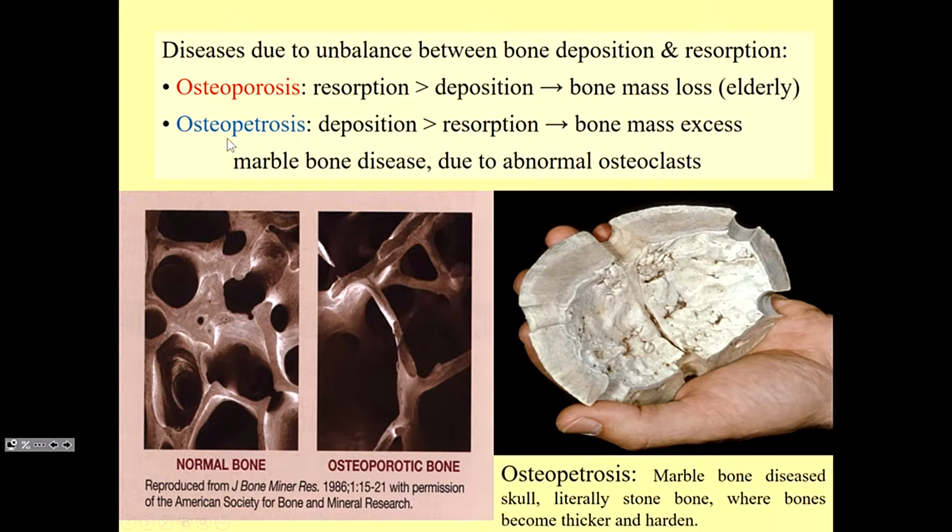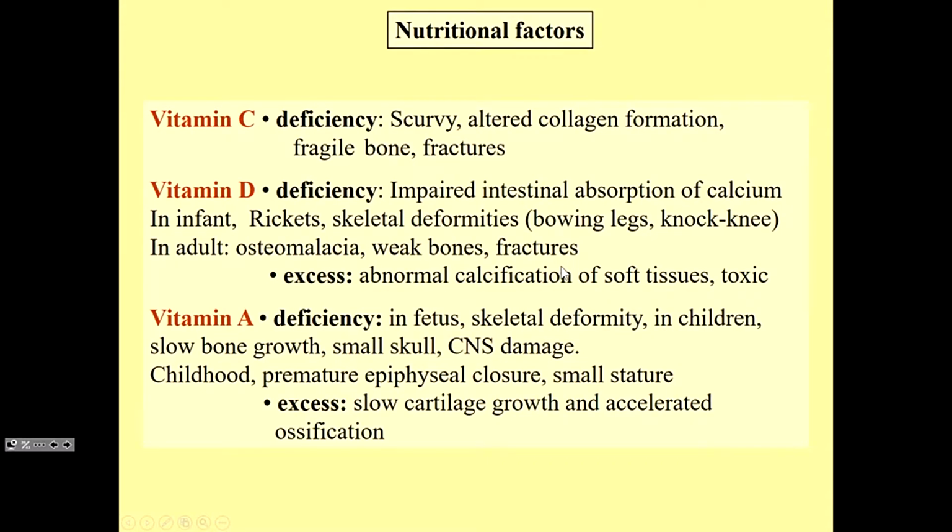So this is an example. There's osteopetrosis, where you have an excess of bone deposited. Sometimes this is called marble bone disease, and quite literally it's sometimes called stone bone disease. You can see how thick the compact bone is of this piece of skull with this person with osteopetrosis. So some of the nutritional factors that control bone deposition and reabsorption are shown here.